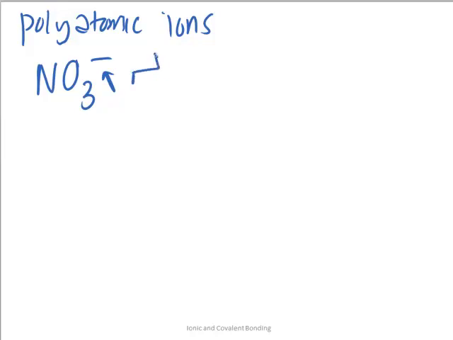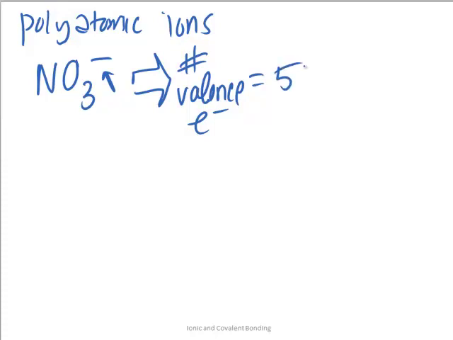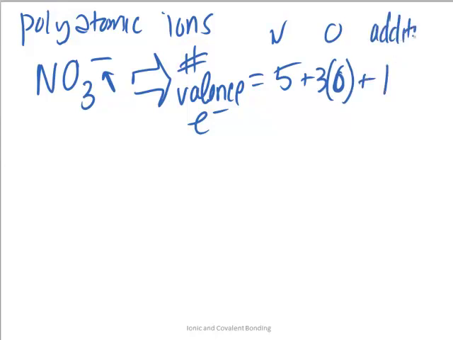So usually the game plan is to total your number of valence electrons, and you can do this for molecules as well, but we know that nitrogen has 5 valence electrons, oxygen has 6, and there's of course 3 oxygen atoms in this polyatomic ion, so 3 times 6 would be 18, plus the 1 additional electron for the charge. So 18, 5, and 1 is 24. This polyatomic ion has 24 electrons that we need to account for in the structure.